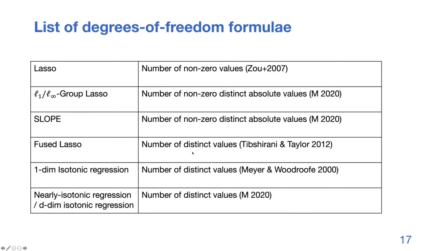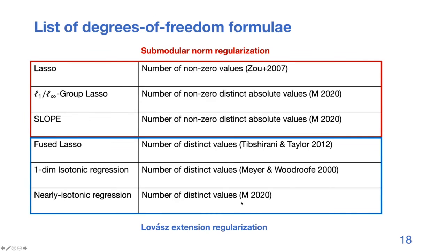But this particular formula can be applied to other kinds of estimators, such as isotonic regression and nearly isotonic regression, or general d-dimensional isotonic regression. So these formulas are very simple, and do not depend on the underlying structure of omega. So this is a bit surprising, but I want to generalize this result to a more general class of penalty functions.